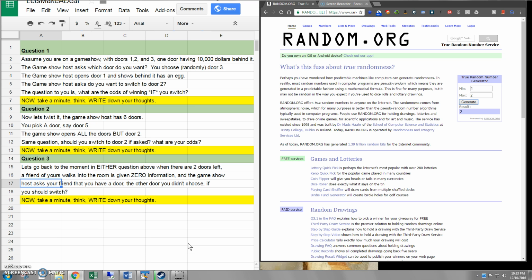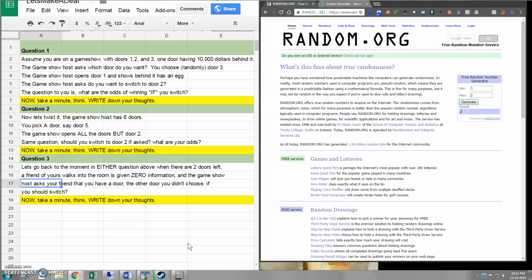Question number 2. Now let's twist it. The game show host has 6 doors. You pick a door, say door 5. The game show host opens all the doors, but skips over door 2. Same question. Should you switch to door 2? What are your odds? There's door 2 and door 5 left. Now take a minute. Think about it. Write down your thoughts. Pause the video.